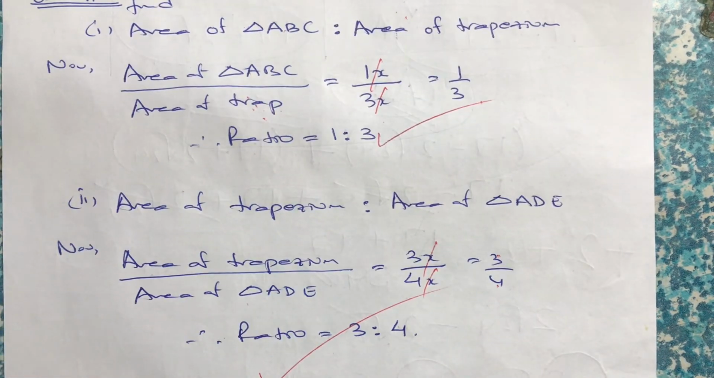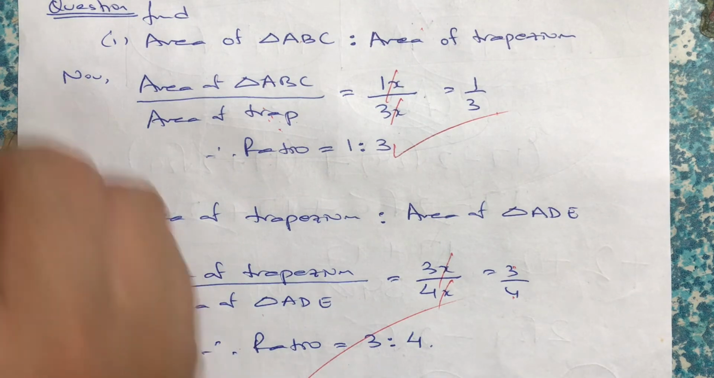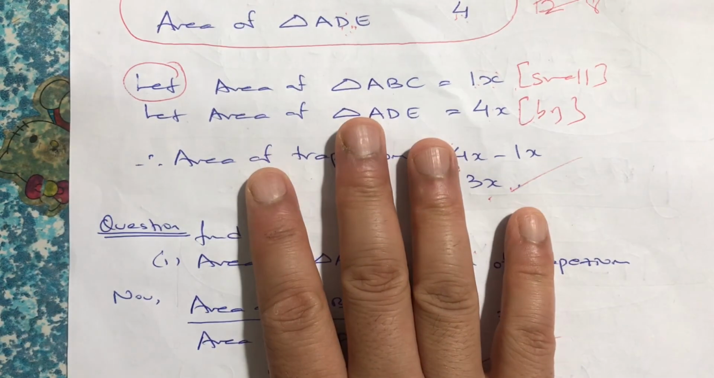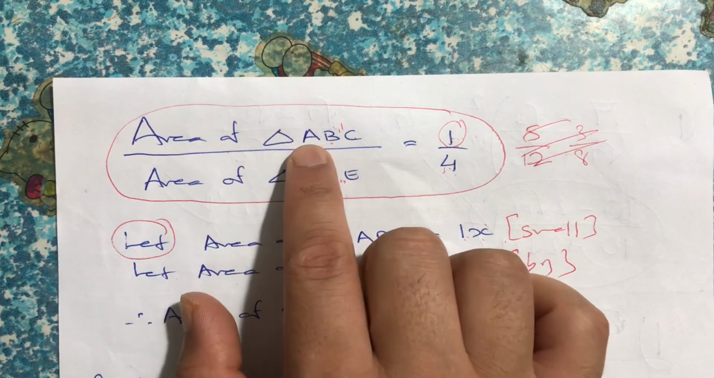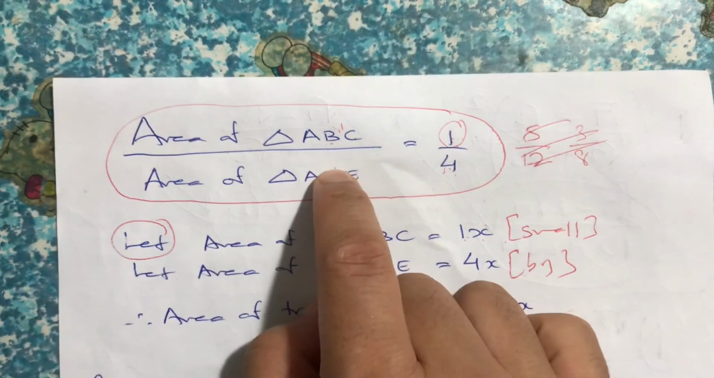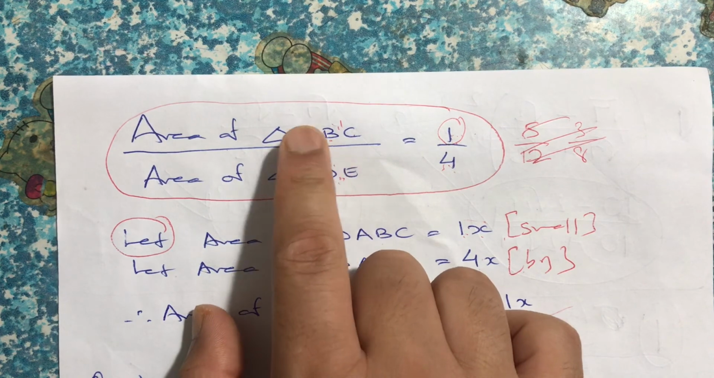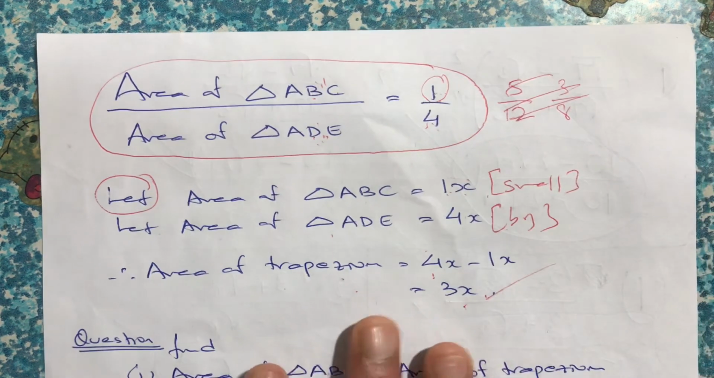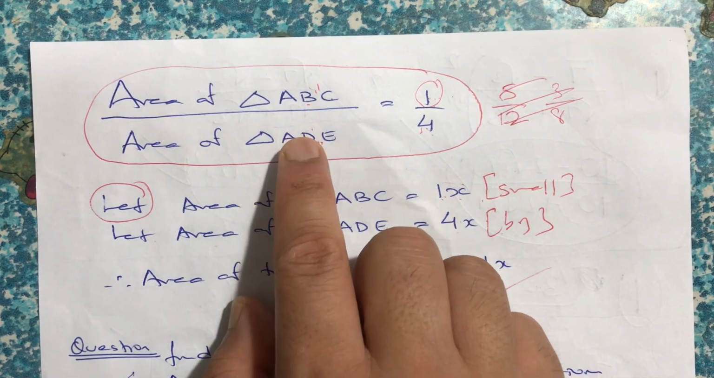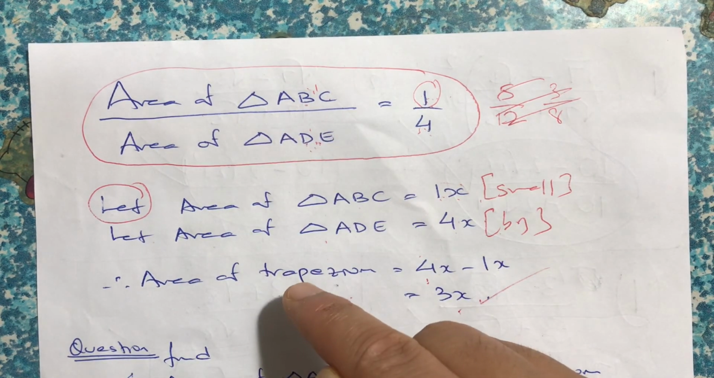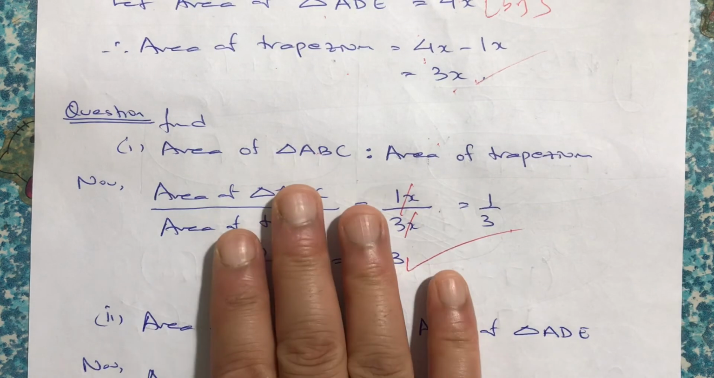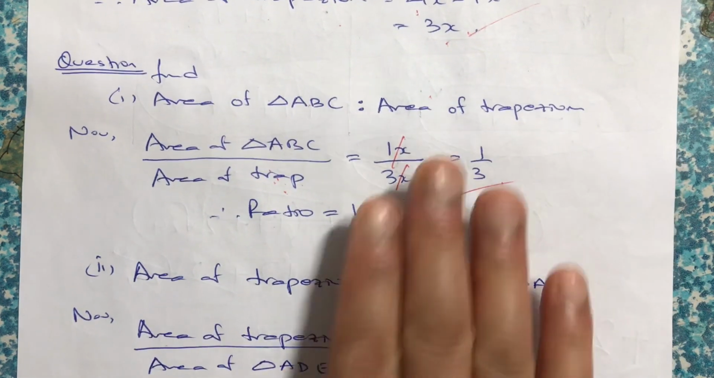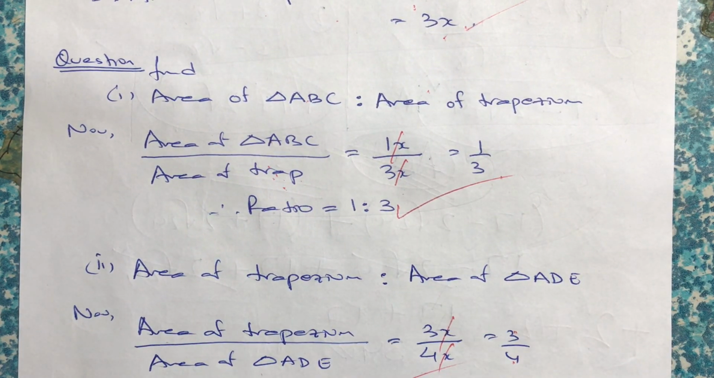So that's how we go ahead and solve questions based on the trapezium. If I want to solve any question on the trapezium, I have to first get the ratio of the two similar triangles. Only then can I assume the areas of these triangles in terms of x, and once I subtract the bigger minus the smaller, I get the area of the trapezium. Once I get the three of them, I can go ahead and get the ratio of any triangle to the trapezium, or the trapezium to any triangle. Okay.